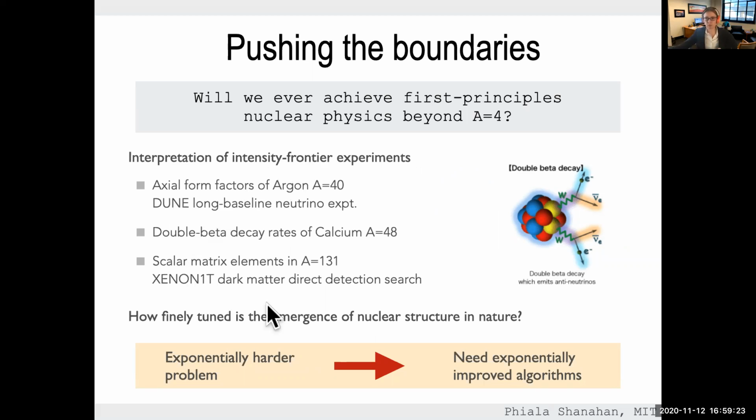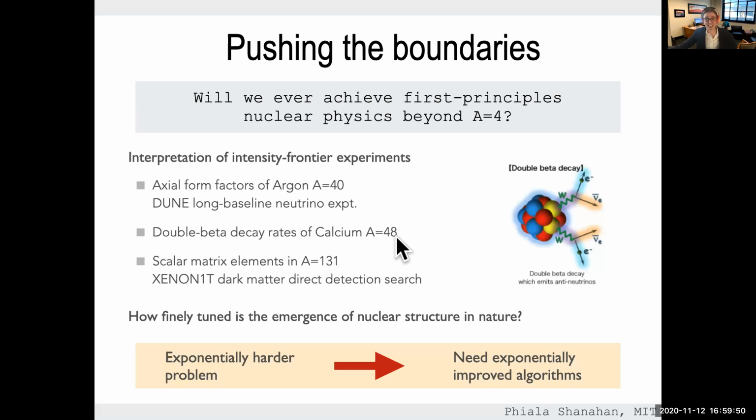And just to give some examples of the real case for trying to study and constrain matrix elements of large nuclei. The DUNE long baseline neutrino experiment, which is looking to measure the neutrino mass hierarchy really, and the oscillation parameters, is doing neutrino scattering on argon. That's A equals 40. So you really want to know the actual form factors of argon and how big the nuclear effects are on those.